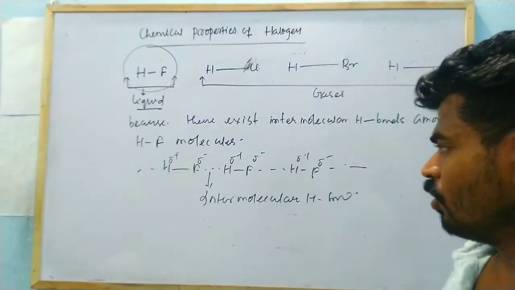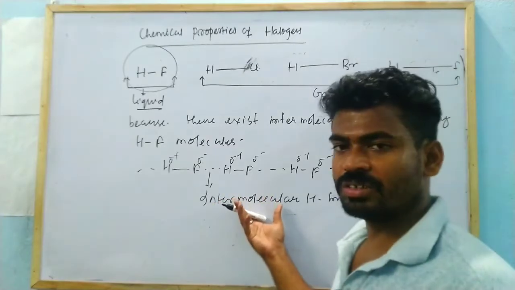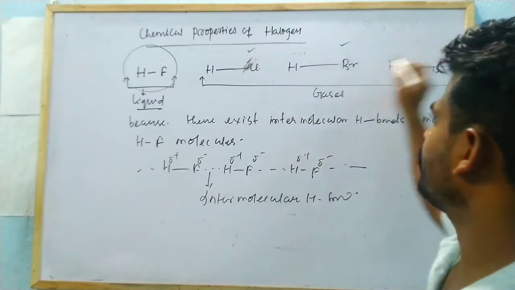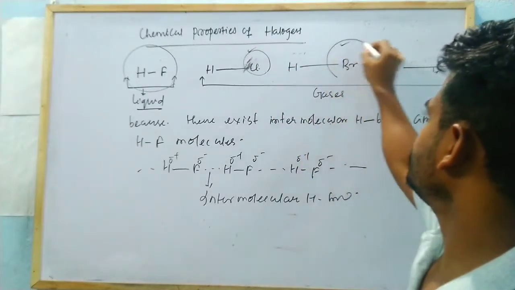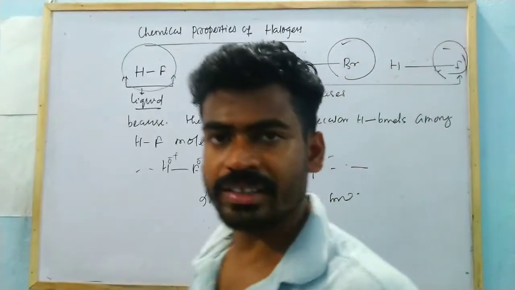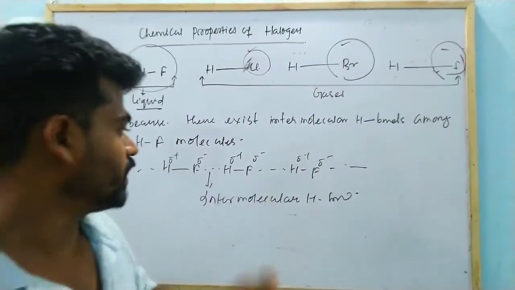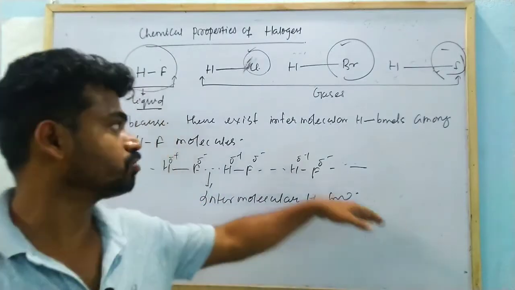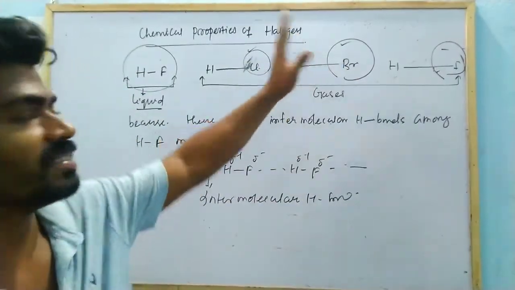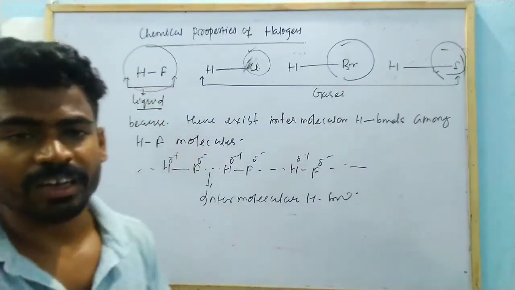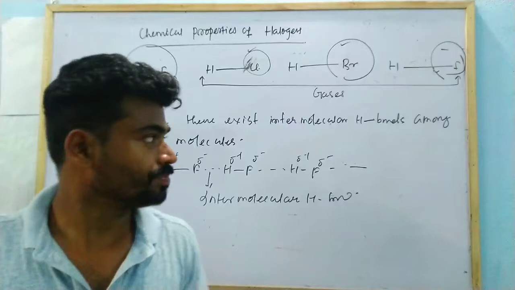Whereas no such dipole interaction strength is possible in case of HCl, HBr and HI, because their size gradually increases, and electronegativity decreases, so charge separation also decreases. That's why the strength of intermolecular hydrogen bonding is also less in the three gases. That's why they exist in the form of gases, and HF is a liquid.